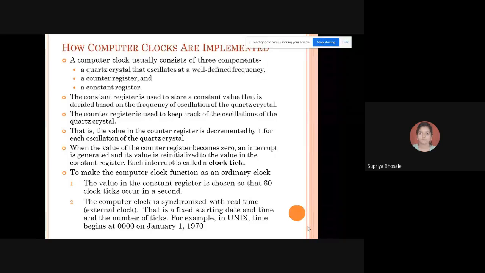Then the counter register is used to keep track of the oscillations of the quartz crystal. The value in the counter register is decremented by 1 for each oscillation of the quartz crystal. When the value of the counter register becomes 0, an interrupt is generated and its value is reinitialized to the value in the constant register. Each interrupt generated in this process is called one clock tick.